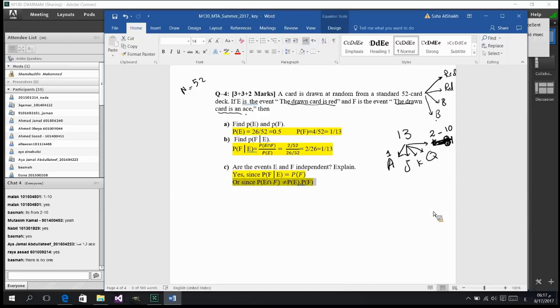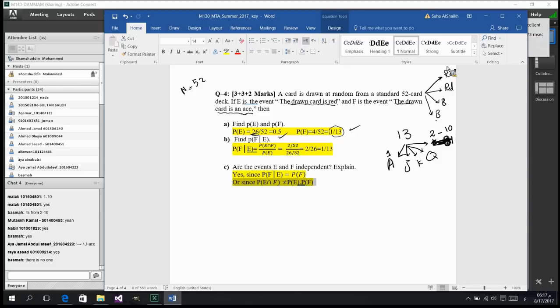So the drawn card is red. I have 13 and 13 together, it's 26, so 26 over 52. F is the drawn card is an ace. In each one of the suits I have one ace, so all together 4 aces over 52. The result is 1 over 13. Easy, right?